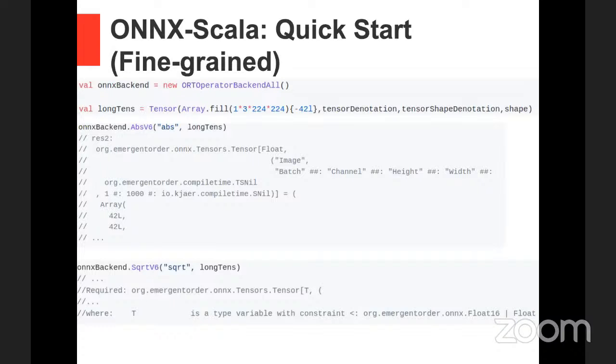Here's some of the type safety in evidence. You can't take a square root in ONNX of a long. It's an int in type. So that's forbidden, and we get a compile time error saying constraint not met, because the constraint says it's float types that it wants.